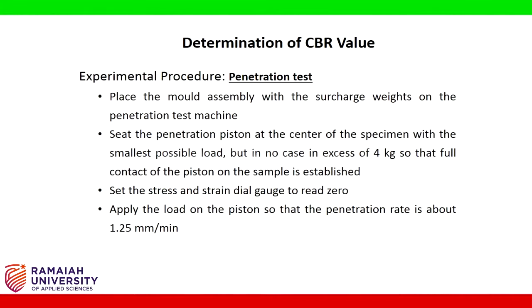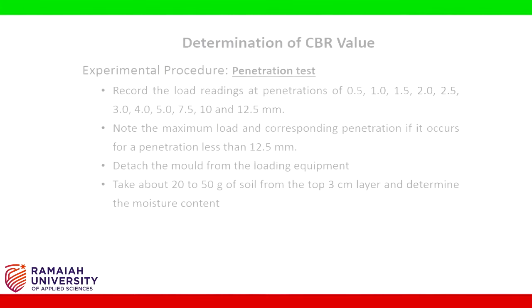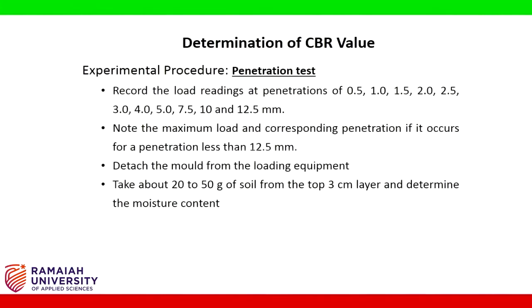Apply the load on the piston so that the penetration rate is about 1.25 mm per minute. Record the load readings at penetrations of 0.5, 1, 1.5, 2, 2.5, 3, 4, 5, 7.5, 10 and 12.5 mm. Note the maximum load and corresponding penetration if it occurs for a penetration less than 12.5 mm.